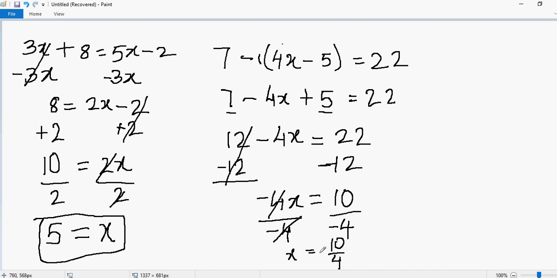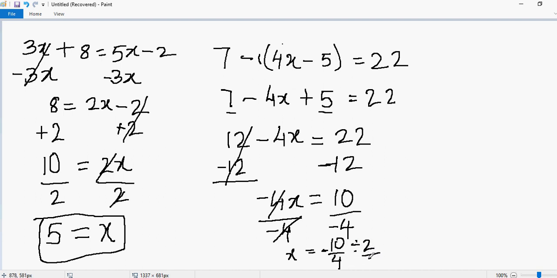And I can put the negative sign in front of the fraction. Now, this fraction, if you see, is not in the simplest form. We can reduce it to the simplest form by dividing by the greatest common factor. So you have to think of a number which is divisible by 10 and 4. There's no other number other than 2 which is divisible by both.